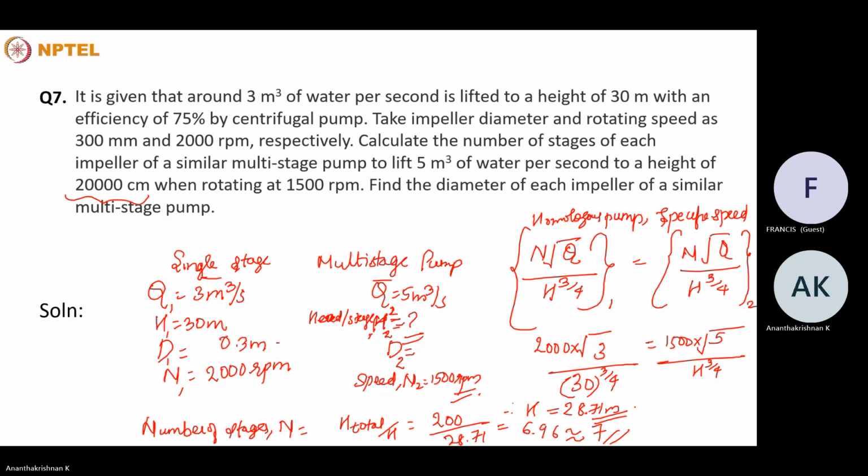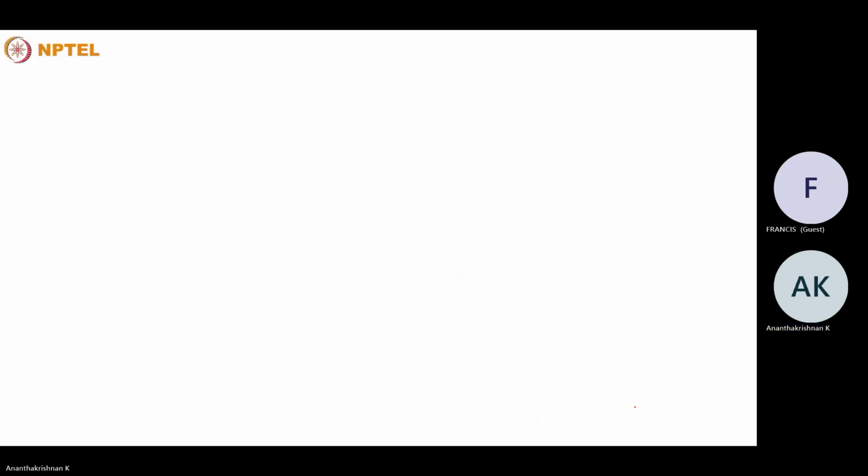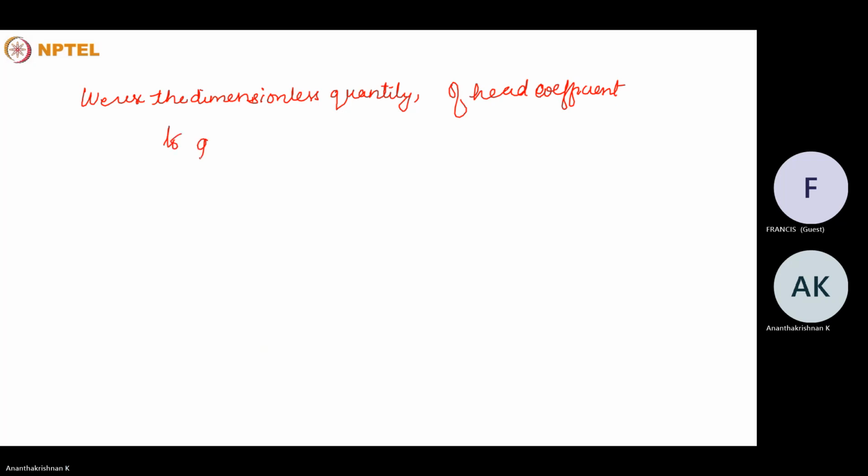So as per the second, in the previous week's lectures, we have seen 5 different coefficients, and out of that, there is a second coefficient called the head coefficient. So the head coefficient takes a relationship between diameter, the RPM, as well as the head. So we use the dimensionless quantity, head coefficient, to get the value of diameter of a pump in the multi-stage case.